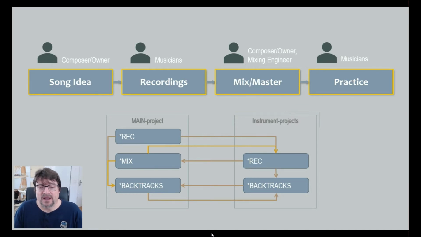So we have three functions which MuCol provides. Number one, we can create an instrument project and copy recordings from the main project to the instrument project. Number two, we can generate backtracks and synchronize those. And number three, we can copy backtracks from the instrument projects to the main project for mixing purposes.